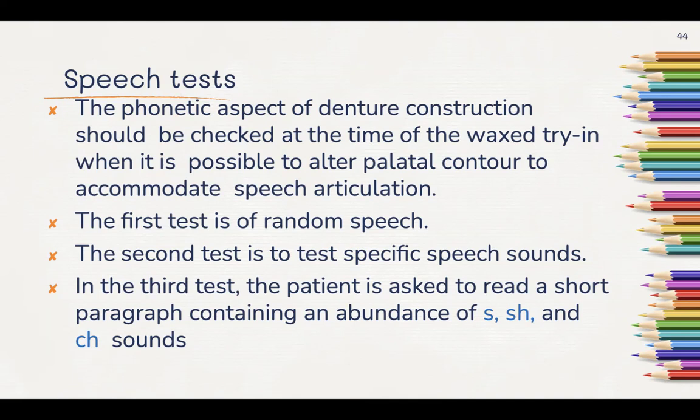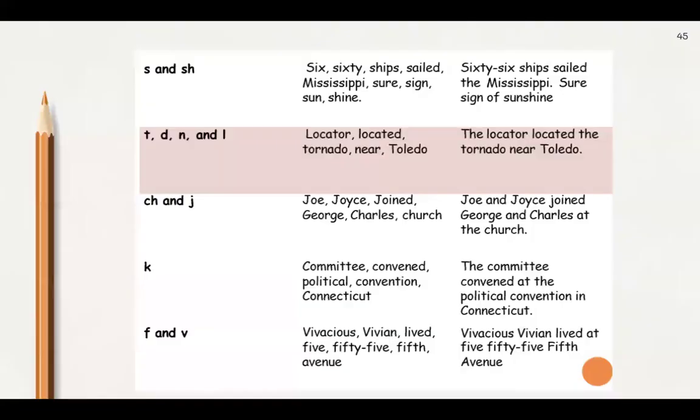The process asks the patient to say B, B, B, then F, B, ch, sh. Whichever perspective you want to check, you have to ask the patient to enunciate that particular speech sound. These are the major speech sounds we ask the patient to enunciate: the S and the sh. "The 66 ships sailed the Mississippi." Even I cannot pronounce that, to be frank. So all these are quite tough.